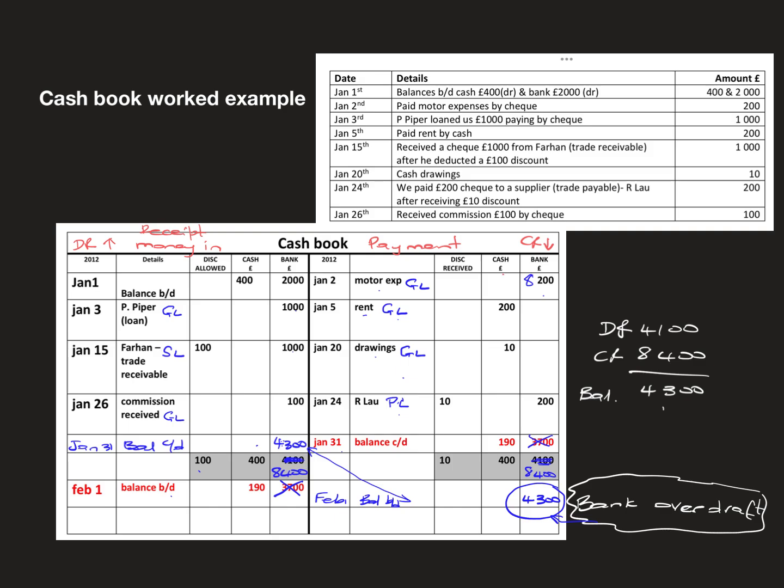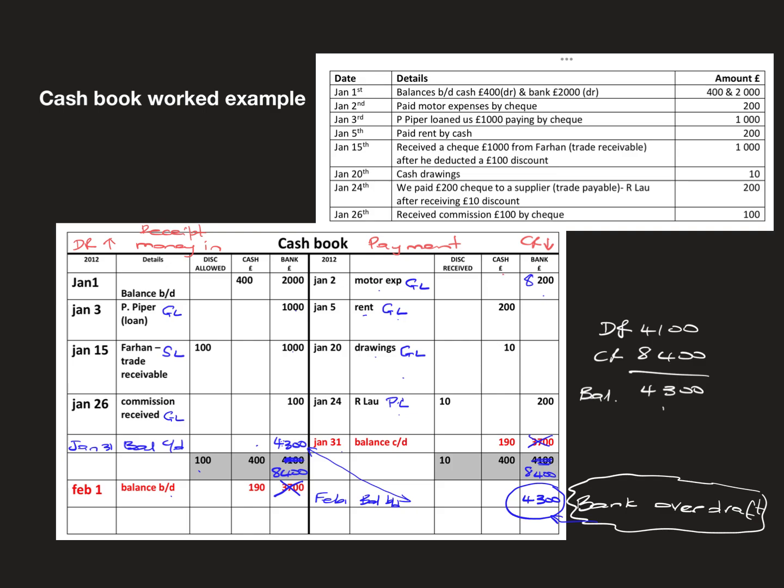Okay, so let us move on to look at the transfer of these entries. So remember, I annotated all of this and I showed you where all of these would go. Remember, we only did single entry in the cash book, but we now need to look at where the other half of each of these entries goes. So for Piper on the debit side, for Farhan and commission received. On the credit side, motor expense, rent, drawings, and loan. And in addition to those, we also have to pay attention to these as well.